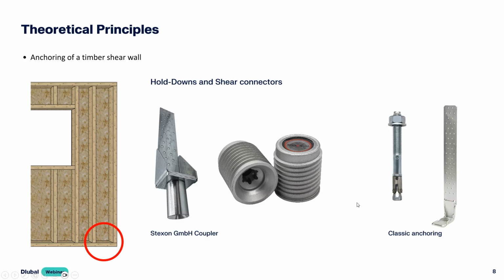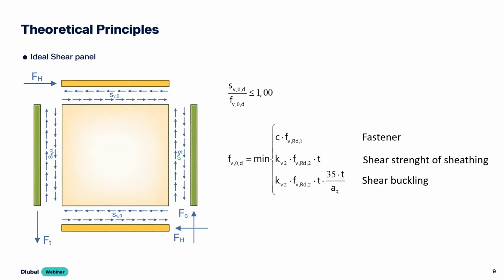Here we have different kinds of hold-downs, so-called hold-downs. Here is an innovation from a Saxon company which is quite easy for installation of the walls, or the classic anchoring with hold-downs and anchor bolts. If you're interested in this innovation, just search for this company name and you will find further information.